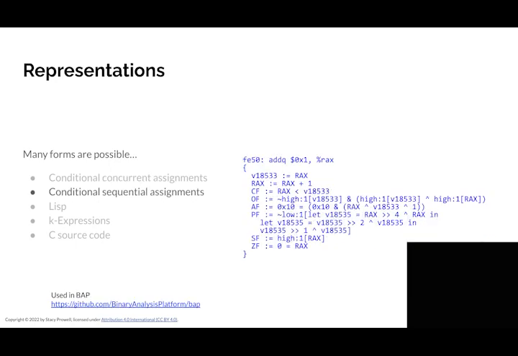Conditional sequential assignments are used in the binary analysis platform. That is a piece of code that won the DARPA Grand Challenge. So David Brumley's team, smart guy, was at CMU at the same time I was, and we had a lot of discussions, and I think he didn't particularly care for our concurrent assignment, so he went with sequential assignments. And here's an example, and you can see a few differences immediately.